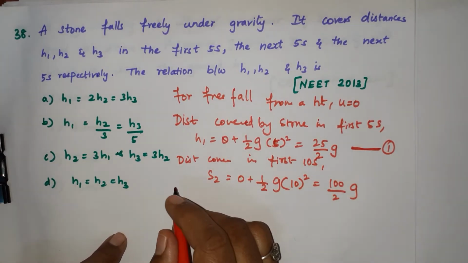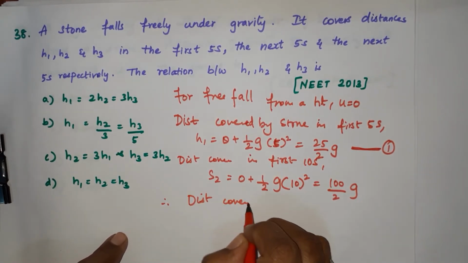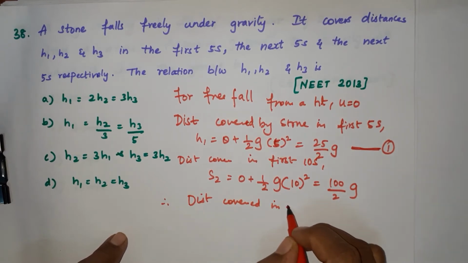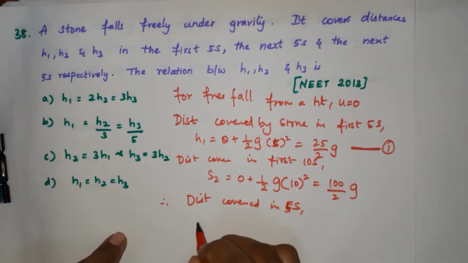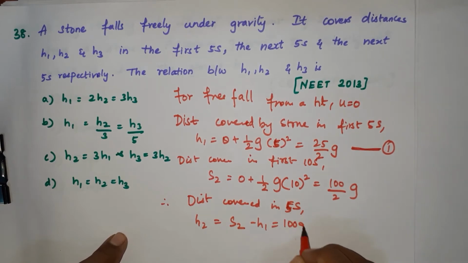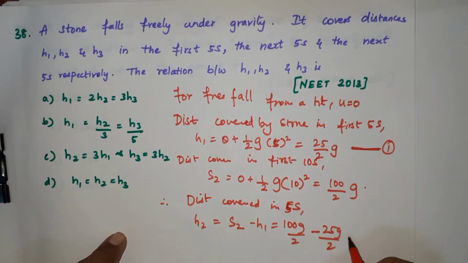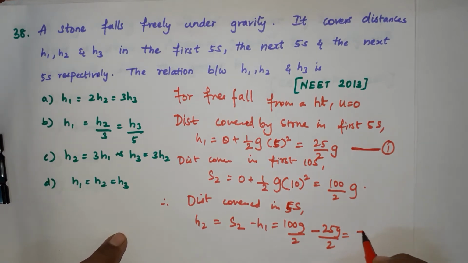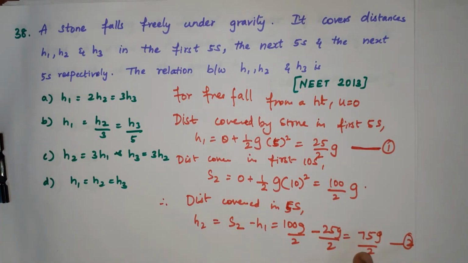Therefore, what is the distance covered in the next 5 seconds? That is h2 is equal to s2 minus h1, which gives 100g by 2 minus 25g by 2. We got the answer, right? Just check it. When you take LCM, we will have 75g by 2. I am taking this as the second equation, 75g by 2.